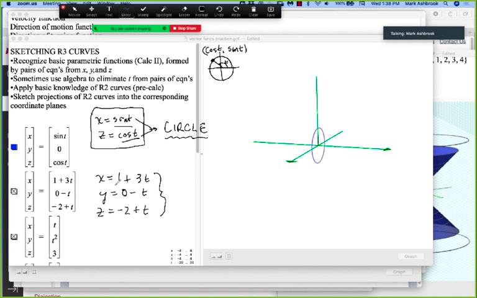Like I said, you became experts in the homework. So if you have 1 plus 3t, 0 minus t, and negative 2 plus t, we just saw that in a different form. We had decomposed that, right? What's the decomposition of that? It's the vector 1, 0, negative 2, plus t times the vector 3, negative 1, 1. Good.